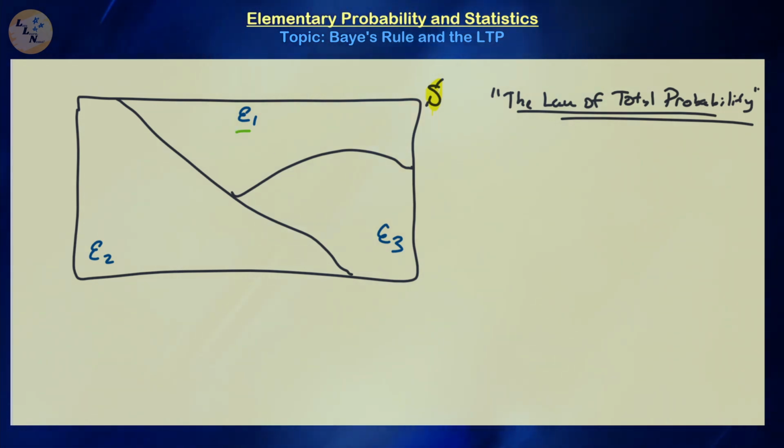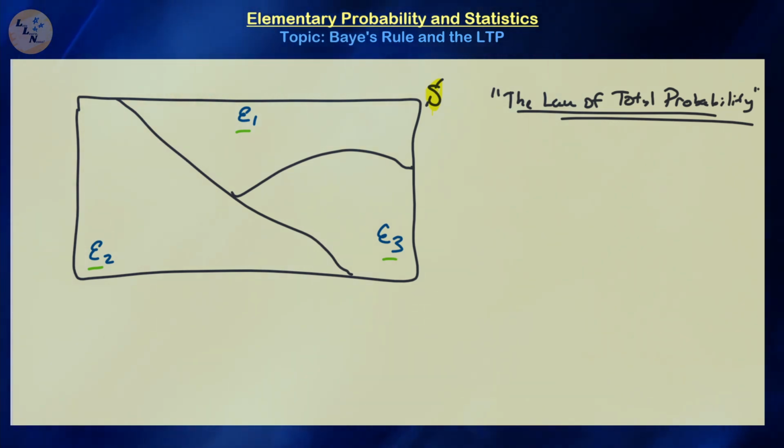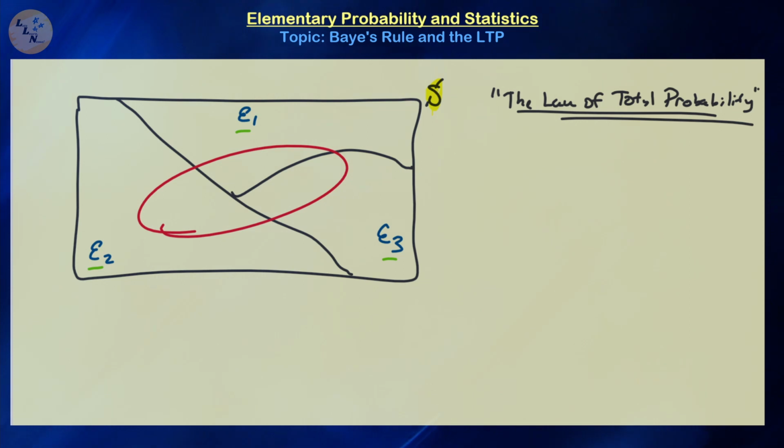So you could have E1, E2, E3, and you could even have 4 or more. It doesn't really matter, but I just want to keep the picture fairly simple. So let's assume that E1, E2, and E3 partition the sample space S, and let's consider some other event A. Right? So this is going to be my event A.